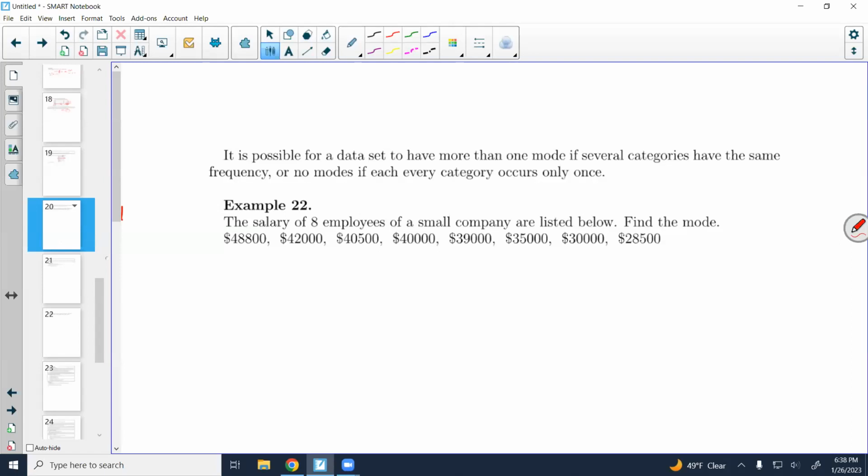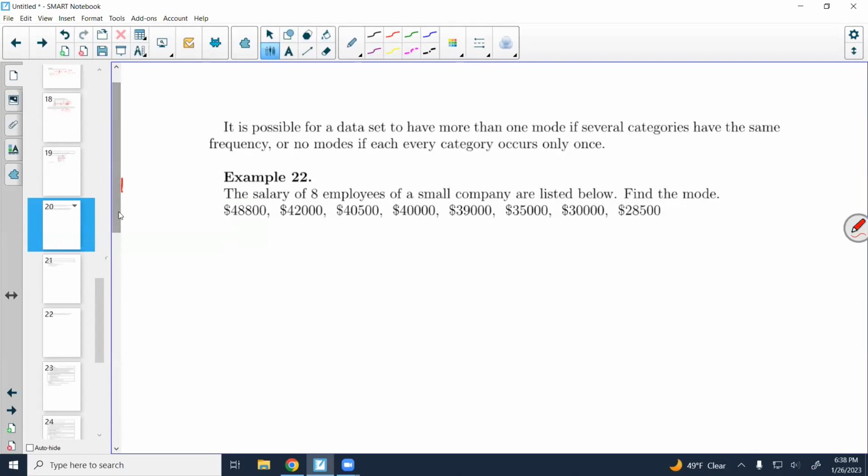It is possible for a data set to have more than one mode, if several categories have the same frequency, or no modes if each category occurs only once. So what about this? Is there a mode here? I don't see any repeats, so please, on an exam, if the question doesn't have a mode, make the statement "no mode"; do not leave it blank.